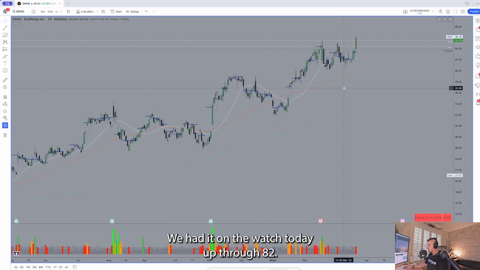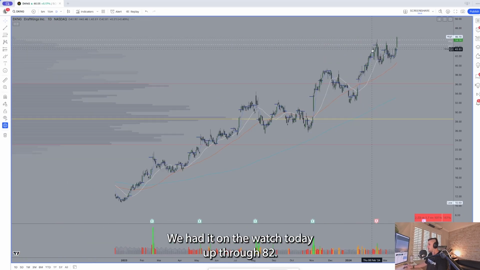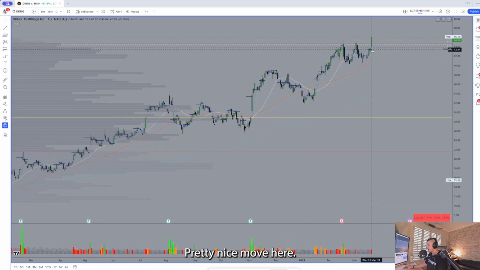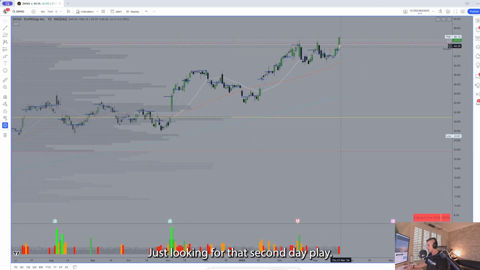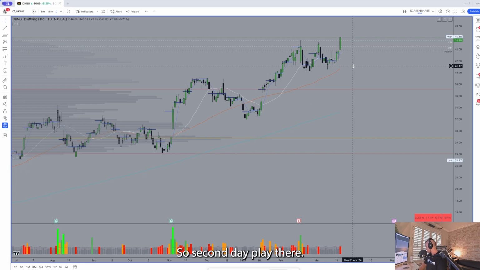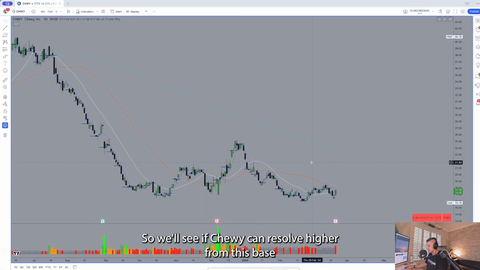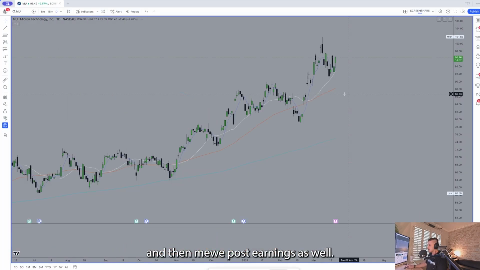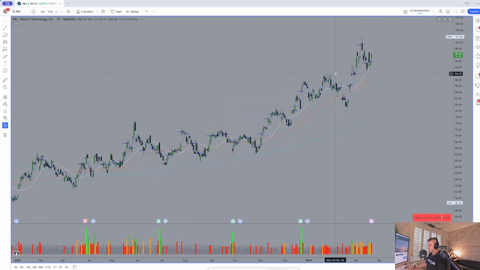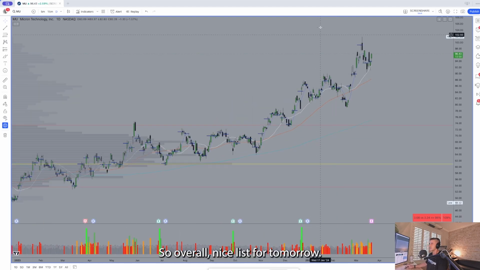DraftKings, we had it on the watch today up through PT2. Pretty nice move here. Just looking for that second day play. There's a breakout. So second day play there. And then we have CHWY post earnings. So we'll see if CHWY can resolve higher from this base. And then MU post earnings as well. So overall, nice list for tomorrow.